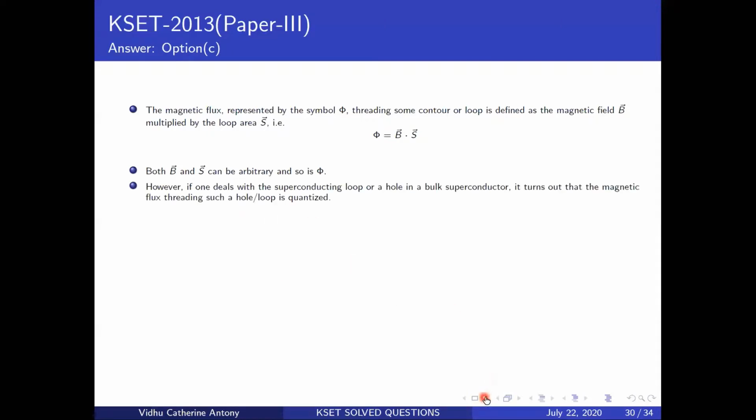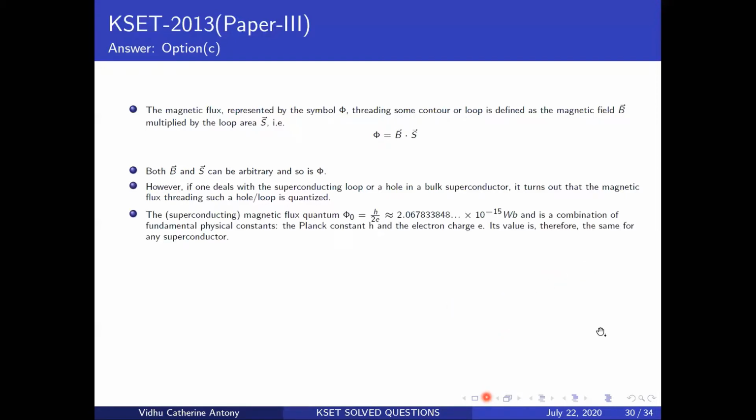Now, when you're looking at a superconducting magnetic flux quantum, you can derive this using your wave equations. I'm not going into the depths of the derivation, but I'm going to tell you how to memorize this quantity. Look at this: the superconducting magnetic flux quantum phi naught is equal to h divided by 2e, and this quantity you can basically calculate.